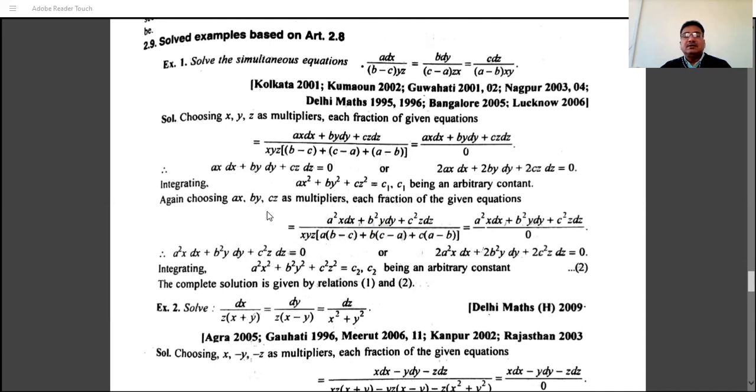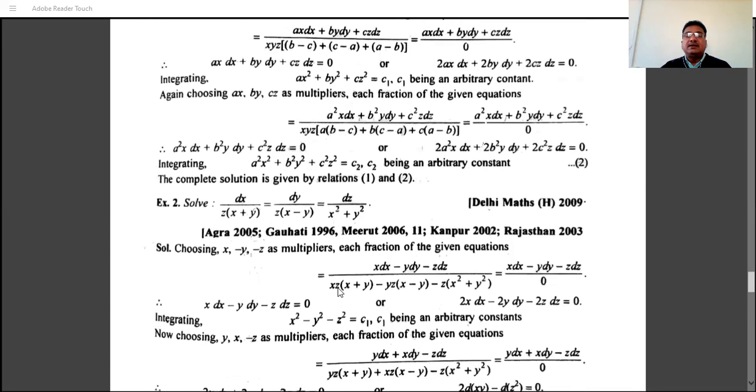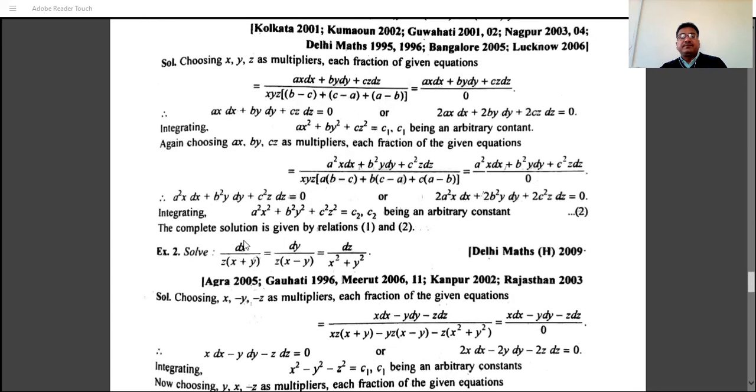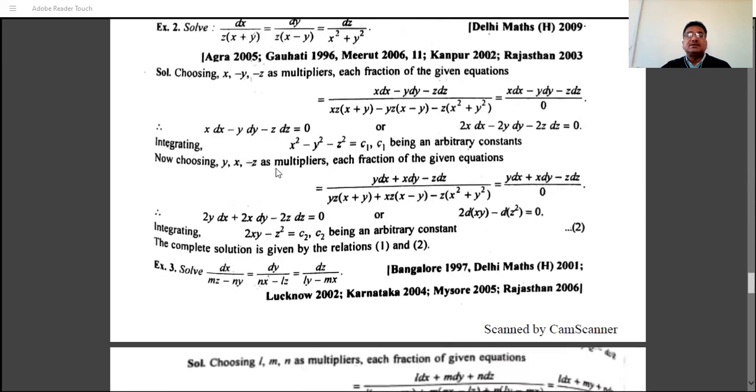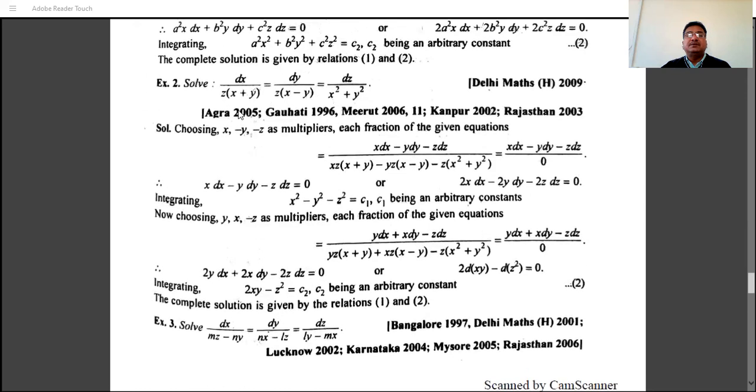So these multipliers are linearly independent with respect to the first set of multipliers. After integration we have the answer a square x square plus b square y square plus c square z square is equal to C2, and this is the second solution. Then 1 and 2 give the general solution, or complete solution, of the given differential equation. Then the next example of the same type: dx divided by this quantity, dy divided by this, dz divided by this.